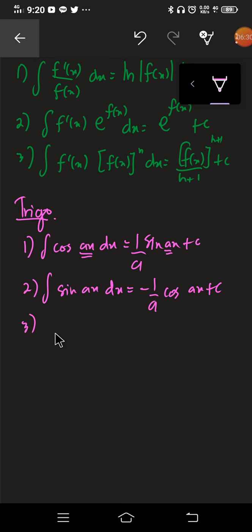And then the third one is integrate secant squared ax dx. It's when we differentiate tangent, we get secant squared. That's why we have 1 over a of tangent ax plus c.